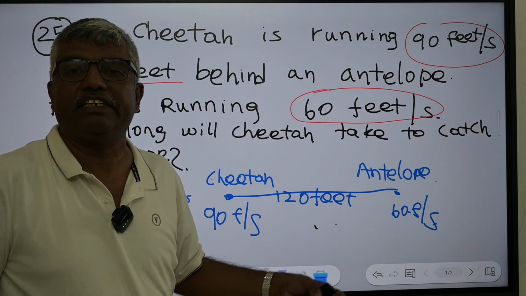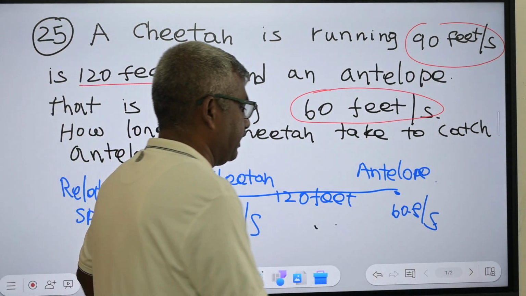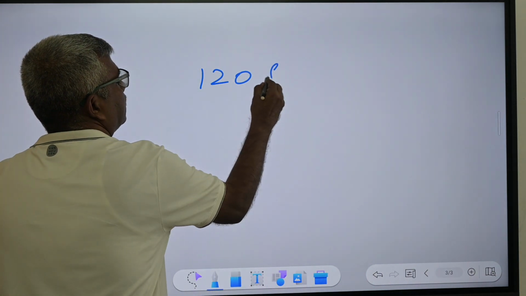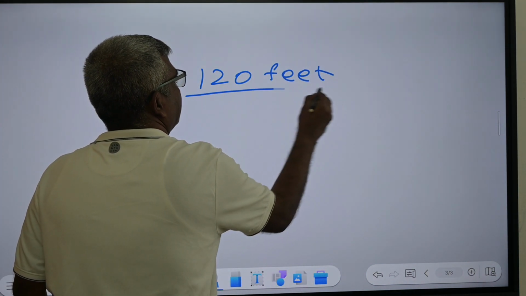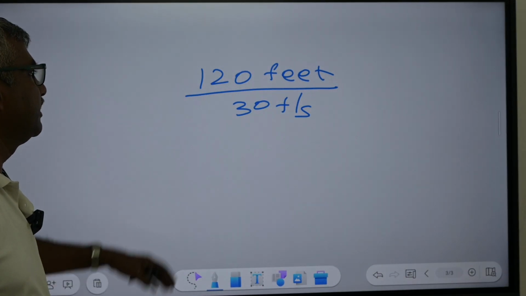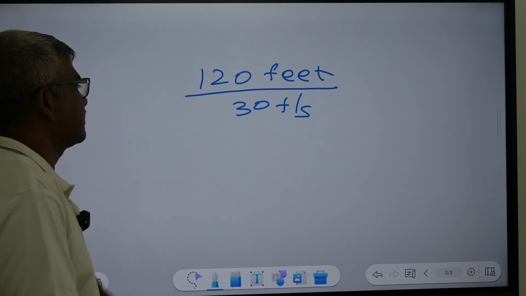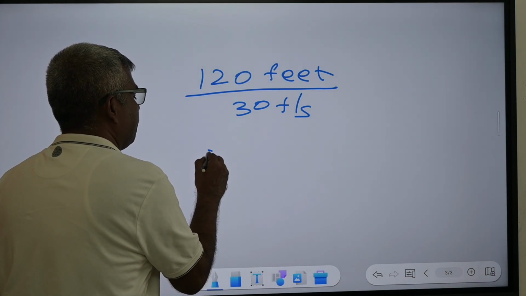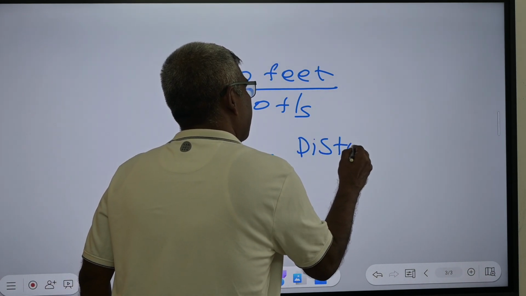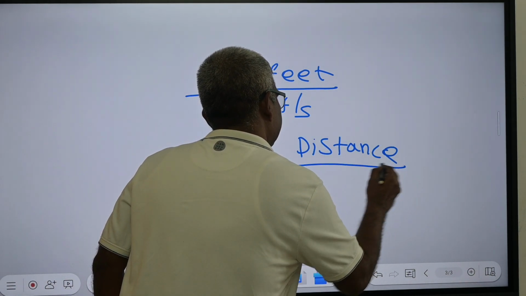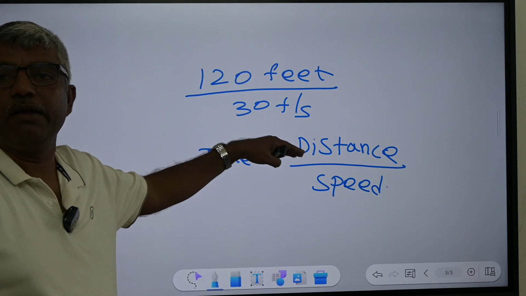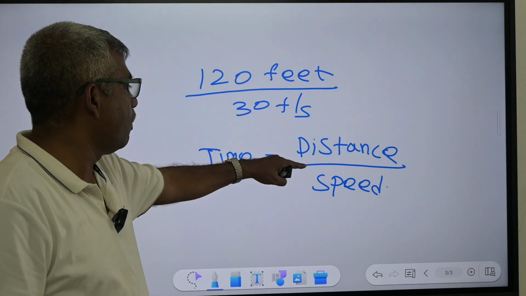Now, how long will it take? How long will it take means, this is the distance, 120 feet, and the speed is 30 feet per second. Time is always distance over speed. Distance over speed. Time is always distance over speed.